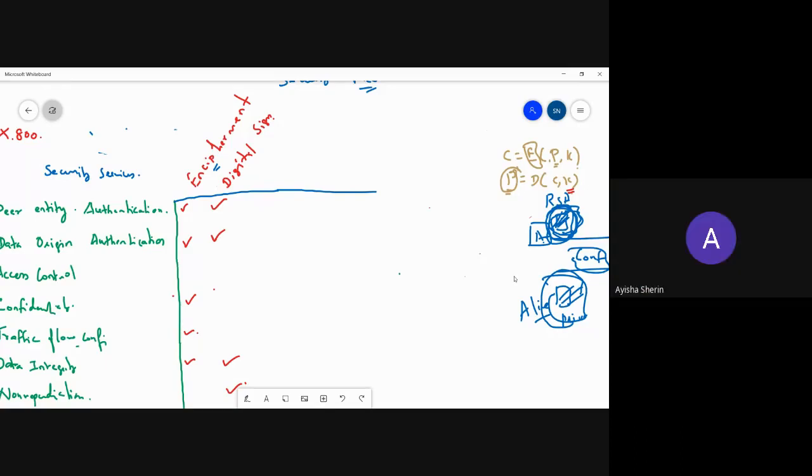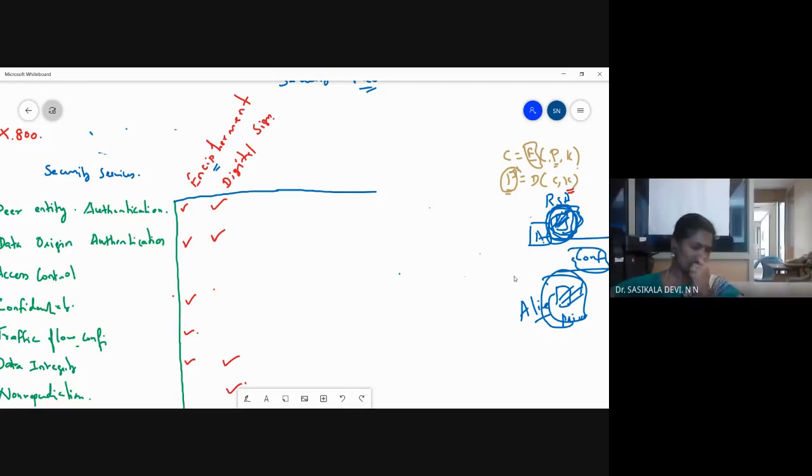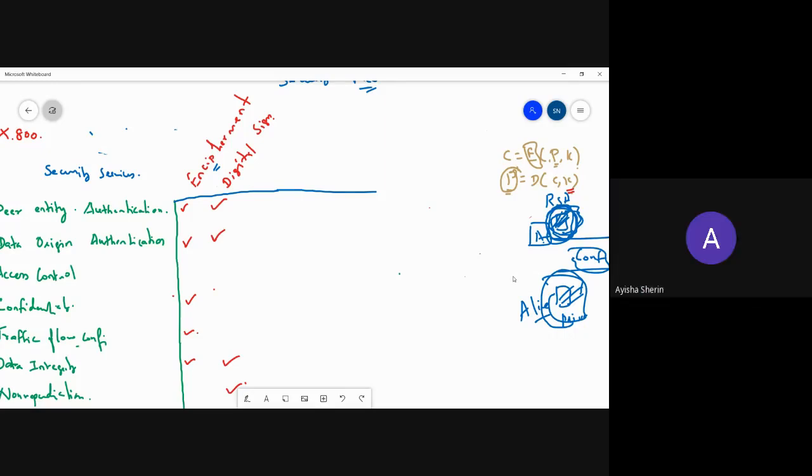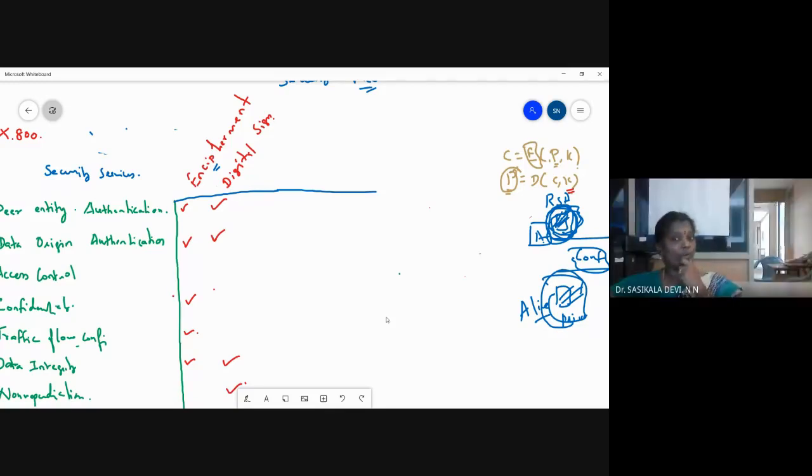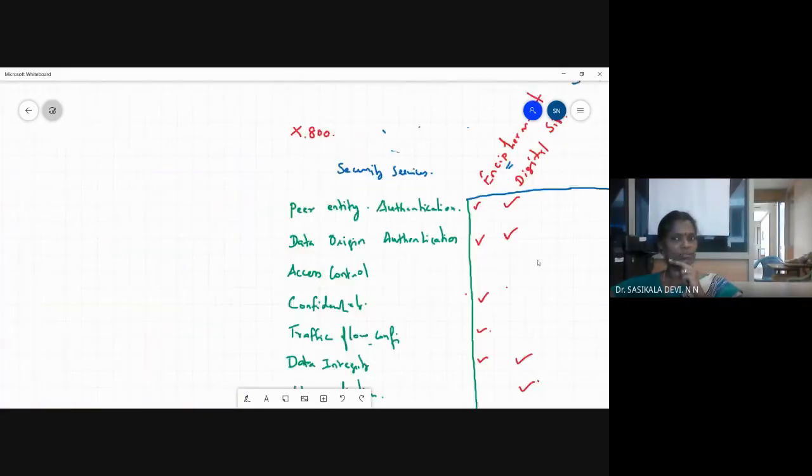Ma'am, you said anyone can verify the signature. Then, since it's peer-to-peer, how can only the receiver verify? Okay, good. Your point is perfect. TCP sender and TCP receiver. Here we have two entities.